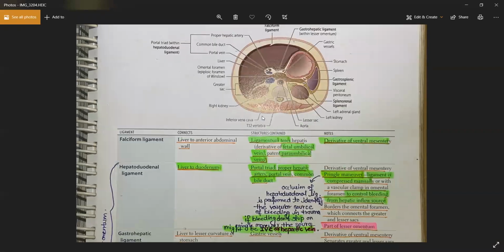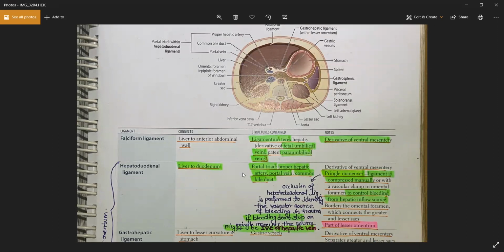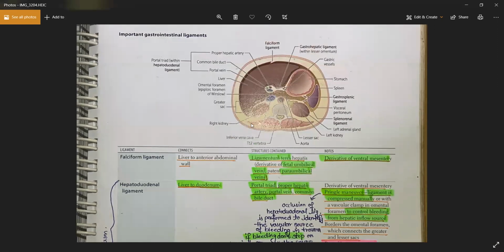And then you need to know all the ligaments between the liver, spleen, stomach, and kidney. The first ligament is the falciform ligament. As you can see, this is the CT imaging of your liver, and you're seeing these structures from the feet of the patient. So this will be your right side, this will be your left side, this will be your superior part, and this will be the back of the patient.